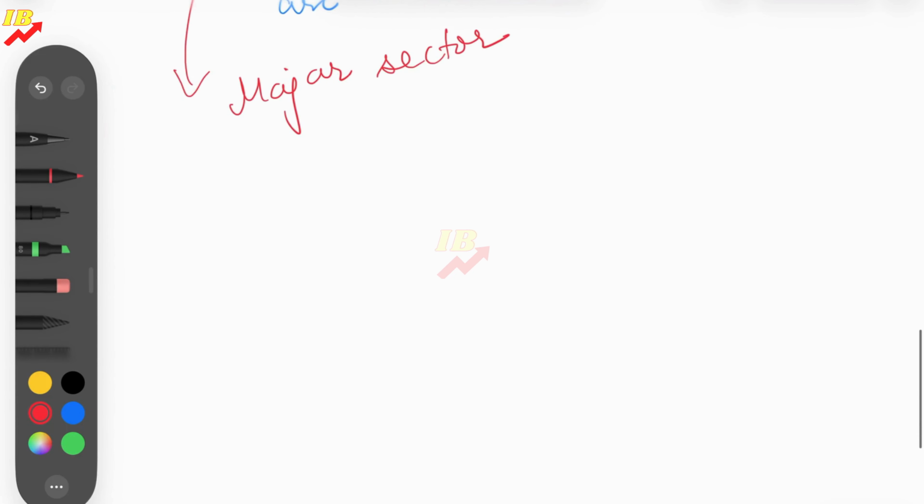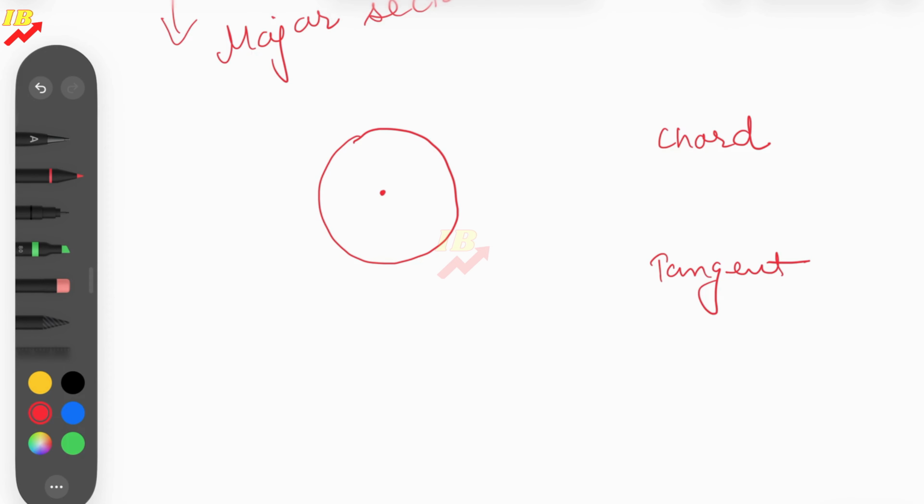Now let's come to the next concept, which is called a chord of a circle. Suppose I'm drawing a circle. This is the center of the circle. Every time I'm showing you the center of the circle, the reason is you should understand whether it is passing through it or not. So there are three things here. Firstly, I'm talking about a chord. Second, I'll talk about a tangent. And third, I'll talk about a secant.